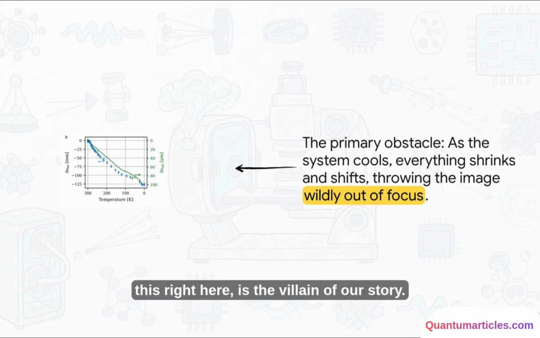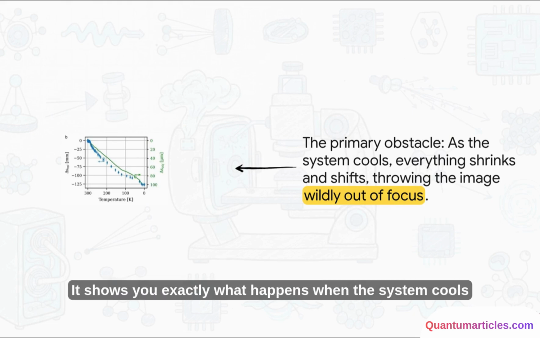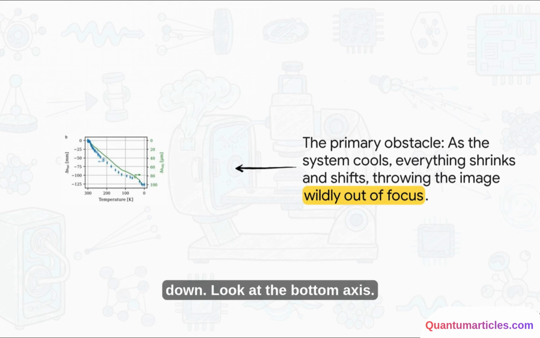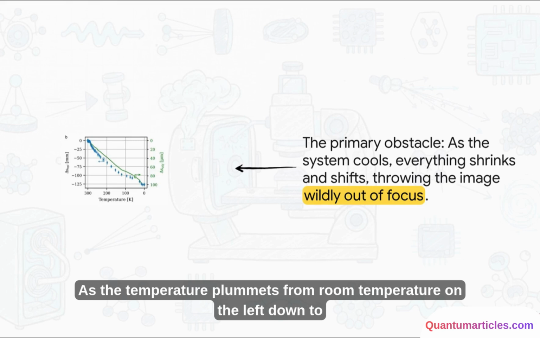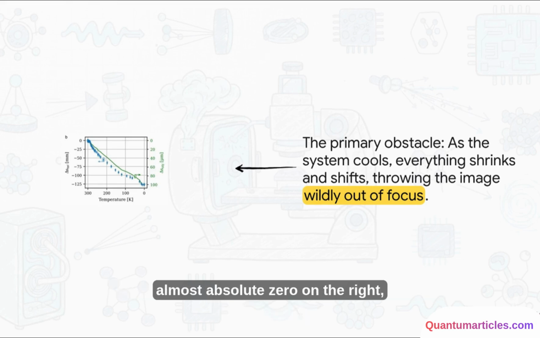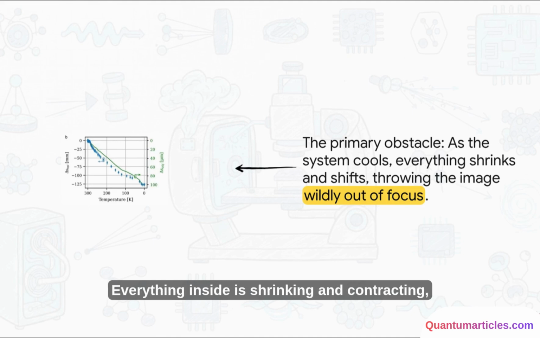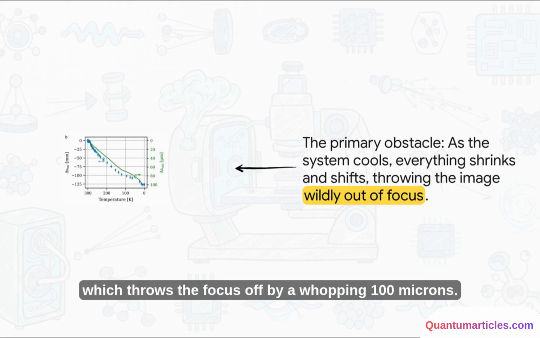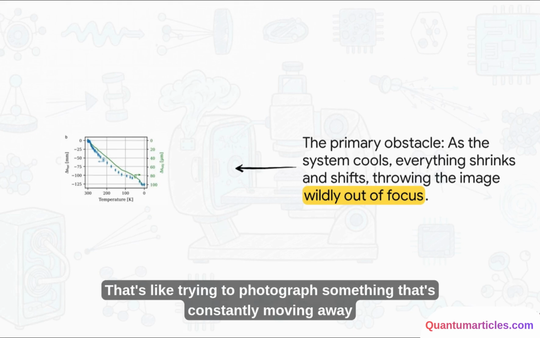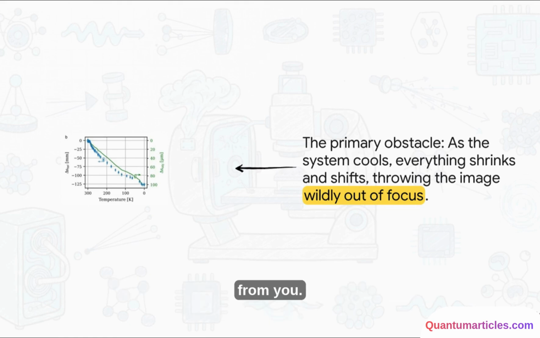And this graph, this right here, is the villain of our story. It shows you exactly what happens when the system cools down. Look at the bottom axis. As the temperature plummets from room temperature on the left down to almost absolute zero on the right, those blue dots show how much the focus shifts. Everything inside is shrinking and contracting, which throws the focus off by a whopping 100 microns. That's like trying to photograph something that's constantly moving away from you.